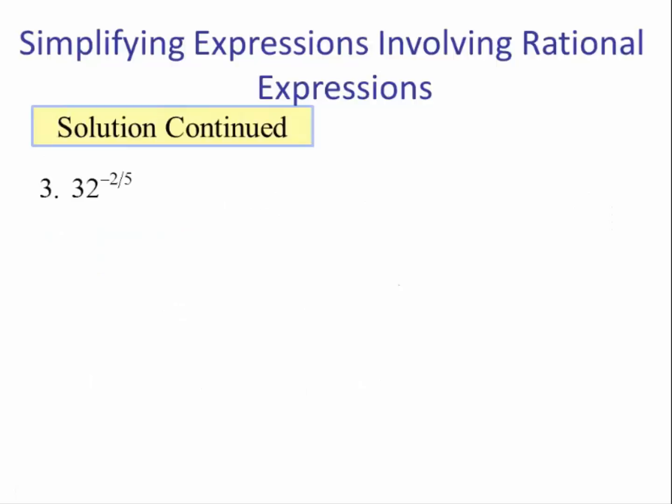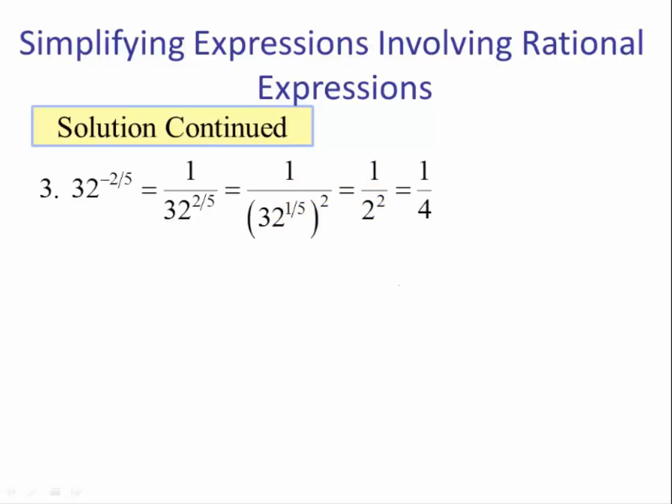Number 3, 32 raised to the negative 2/5 power. Well, we first have to make the exponent positive. So since it's in the numerator, we send it to the denominator. The numerator will be a 1. Next, this is equal to 32 to the 1/5 power. So we need to think, what number do I raise to a power of 5 to give me 32? Well, that turns out to be 2. So we have 1 over 2 raised to the 2 power. And again, that's simply 1/4.